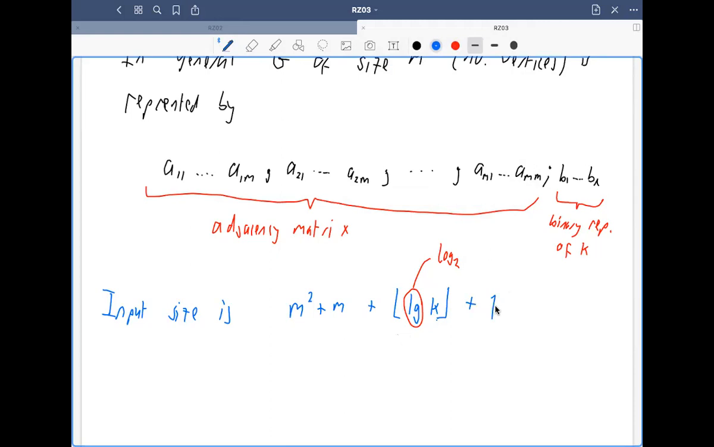Right, so we've represented the problem. We still haven't completely shown that this class is in NP.